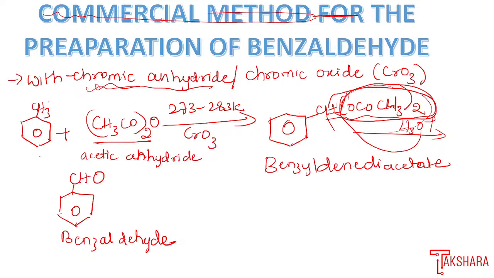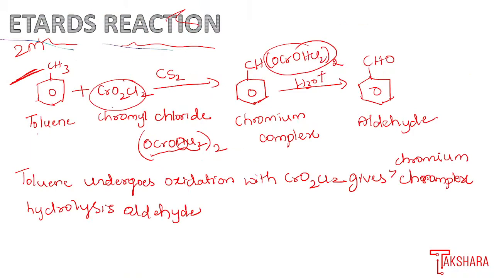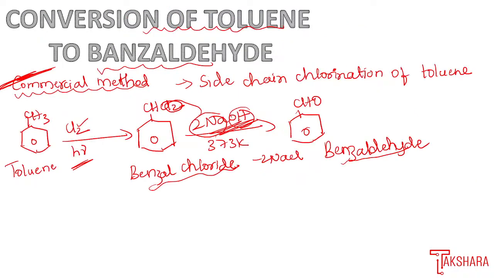So this is another method for the preparation of benzaldehyde by using acetic anhydride, and this one is the preparation of aldehyde by using chromyl fluoride. After that, we have the preparation of benzaldehyde by the commercial method, which we already discussed, that is side chain chlorination of toluene.